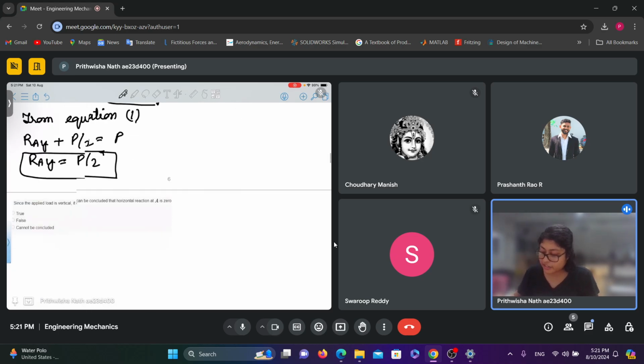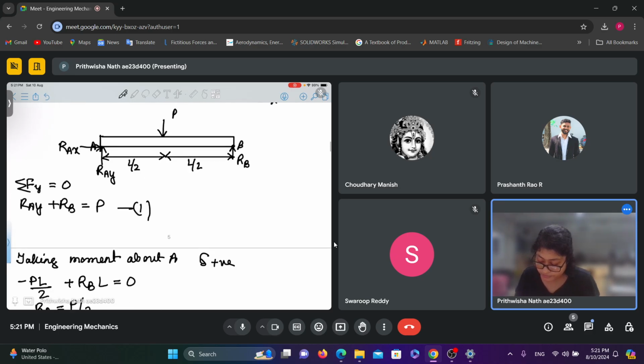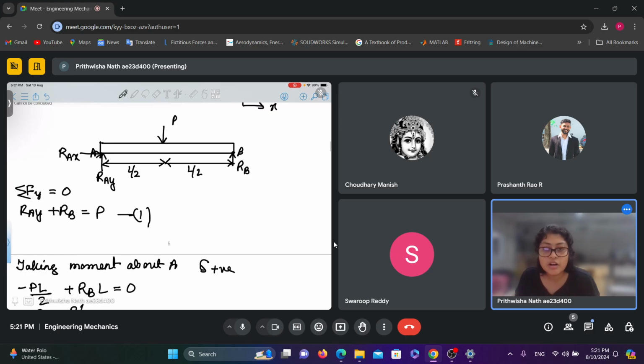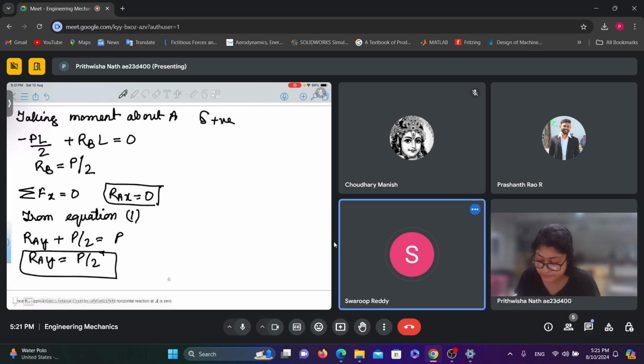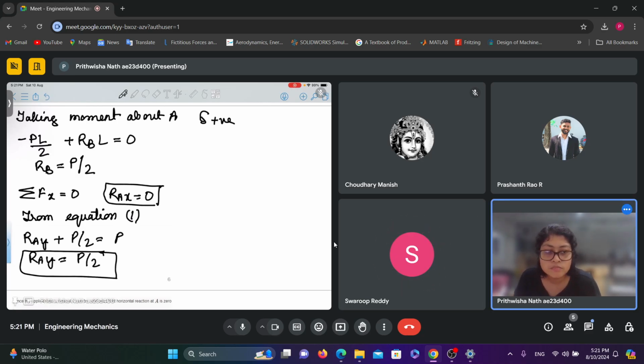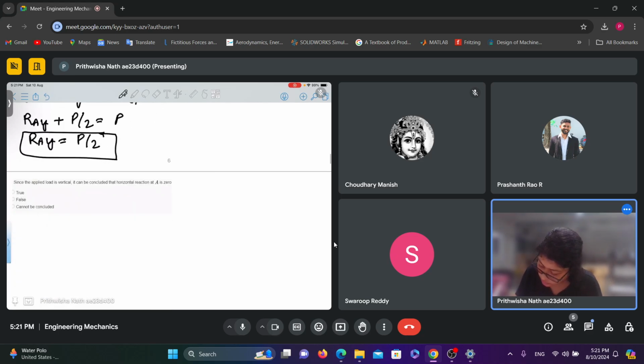So this is what the second question is about. Since the applied load is vertical, it can be concluded that the horizontal reaction at A is 0. Since there is no external load in the horizontal direction, automatically RAX is 0. And we also found here, from Fx equals 0, so it's true. Is it clear to you now? Yes, ma'am. Okay.